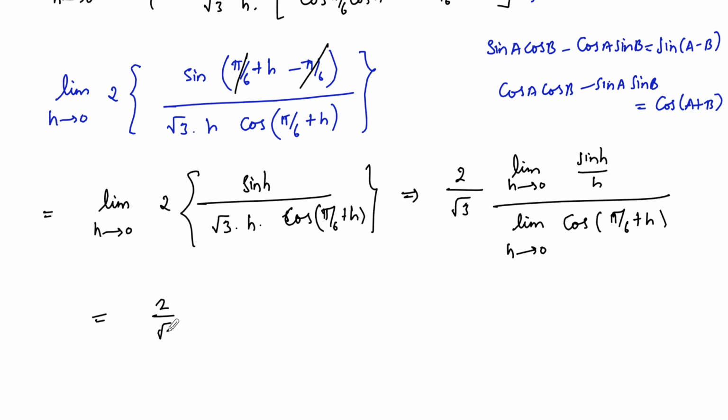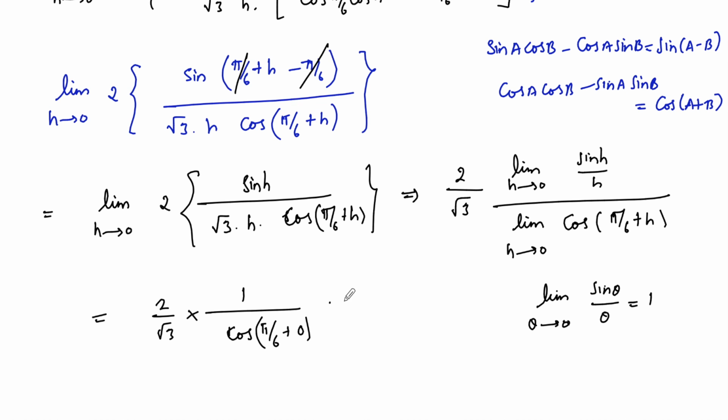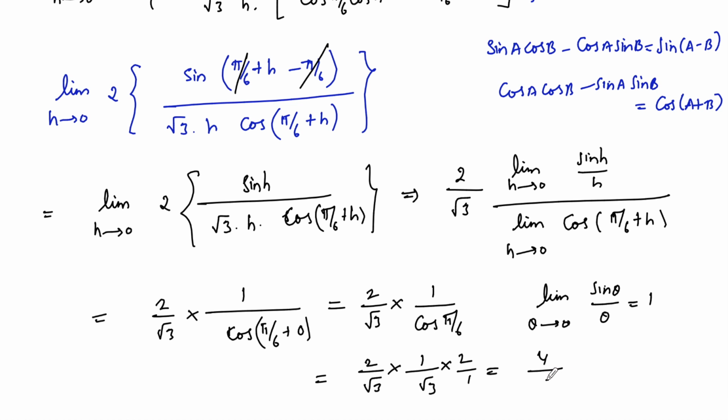So 2 upon root 3, and numerator, since we know limit theta tends to 0, sin theta upon theta is equal to 1, we can write sin h upon h, limit h tends to 0 becomes 1 upon limit h tends to 0 cos of pi by 6 plus h, we can write cos pi by 6 plus 0, which is equal to 2 upon root 3 into 1 divided by cos pi by 6. And we know cos pi by 6 is root 3 by 2. So 2 upon root 3 into 1 divided by root 3 upon 2 means into 2, which comes as 4 upon 3.